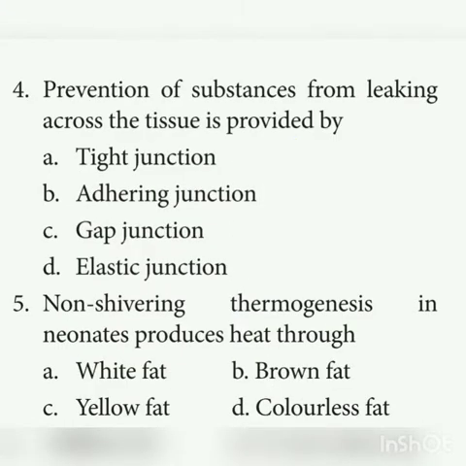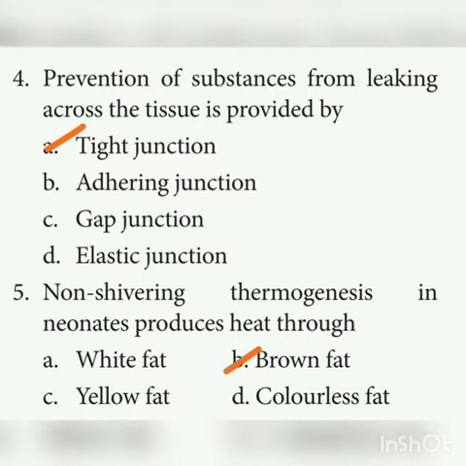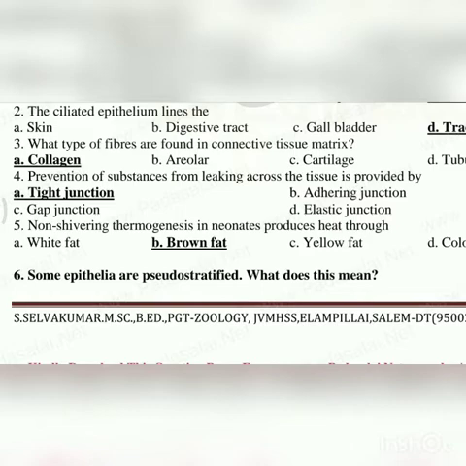Fourth one, prevention of substances from leaking across the tissue is provided by... So different types of junctions are there. So prevention of substances from leaking across the tissues is provided by tight junction. Fifth one, non-shivering thermogenesis in neonates produces heat through white fat, brown fat, yellow fat and colorless fat. Here the answer is brown fat. Non-shivering thermogenesis. Sixth question, some epithelia are pseudostratified.